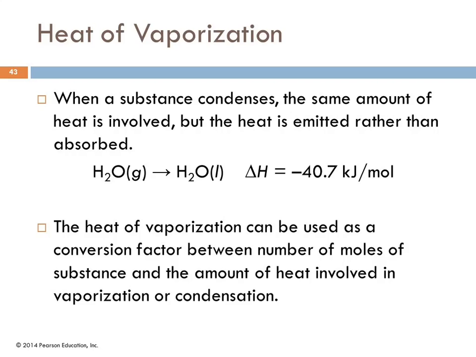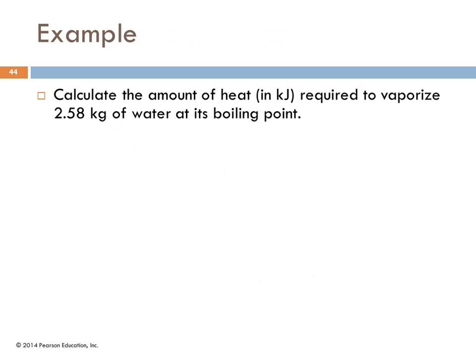When the substance condenses, it's the same amount of energy involved. So the equation is backwards, and just like we learned when we were doing heats of reaction, we're just going to switch the sign on the heat of reaction here. So it's minus 40.7 released when it condenses. So this allows us to convert between amount of energy and moles of substance vaporized or condensing.